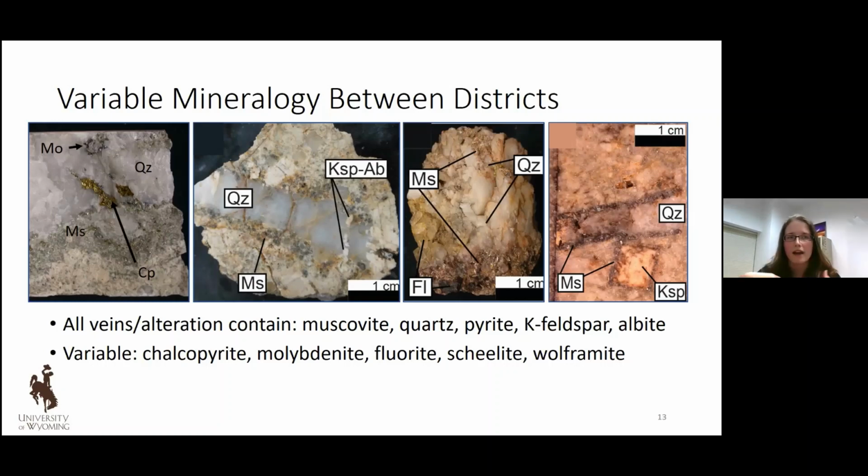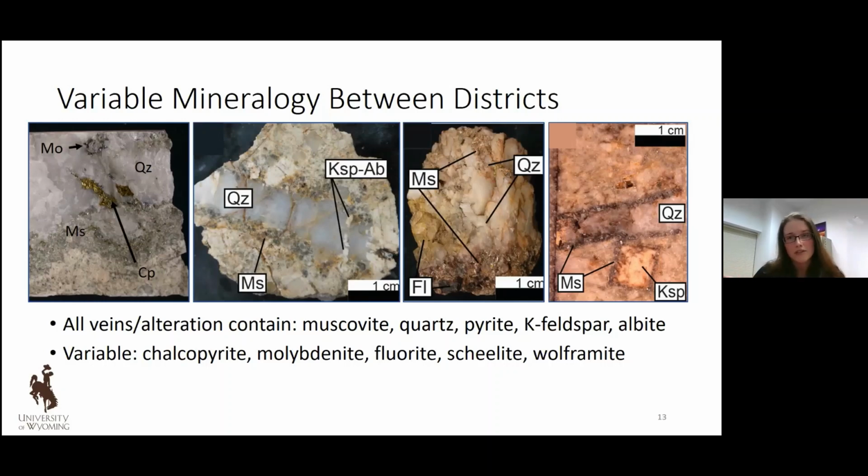And when we stepped back after collecting all of this information, we found that there tended to be a nice association between the mineralogy that we found in these coarse muscovite veins and the associated magmatic composition. And so when we had these coarse muscovite veins that had chalcopyrite, molybdenite, and fluorite in fairly substantial amounts, these tended to be associated with more granitic to quartz monzonitic compositions.